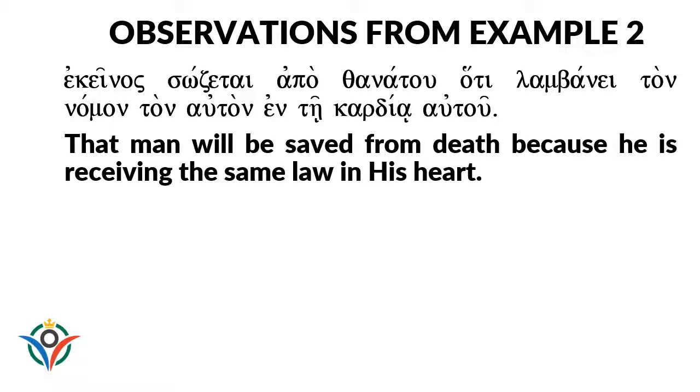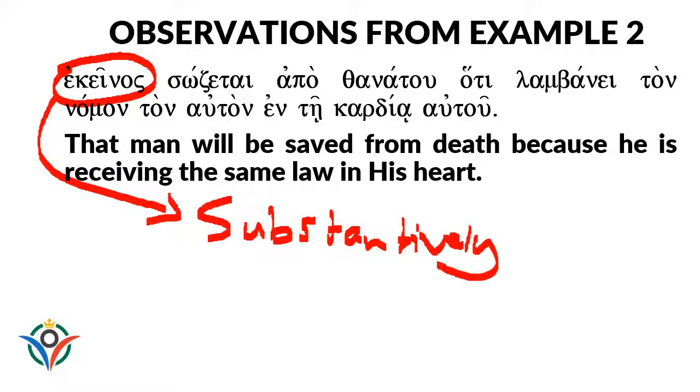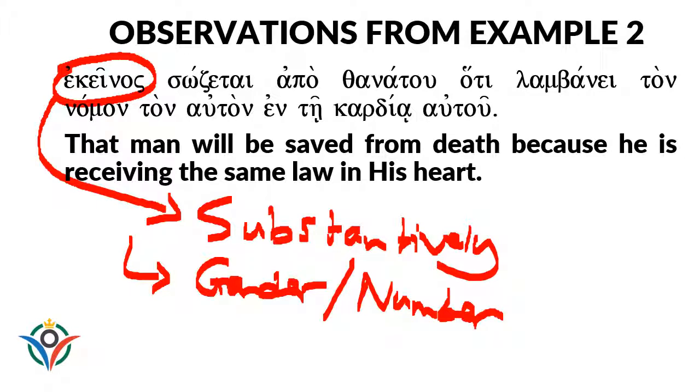All right, let's make a few observations regarding a few things. The first thing we can look at is the demonstrative pronoun ekeinos. All right, if you remember, the demonstrative pronoun normally functions substantively as a noun. Therefore, we need to supply the gender and number when translating it. Right, so that is why we translate it as that man, because it's masculine singular.